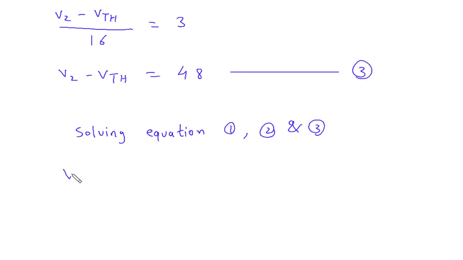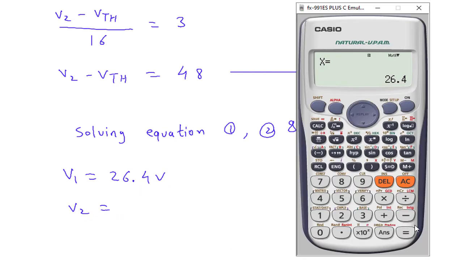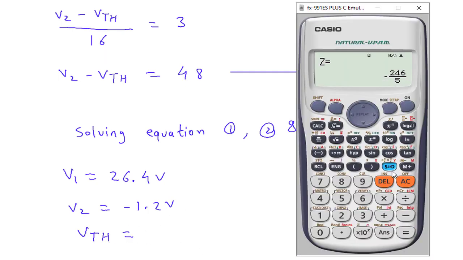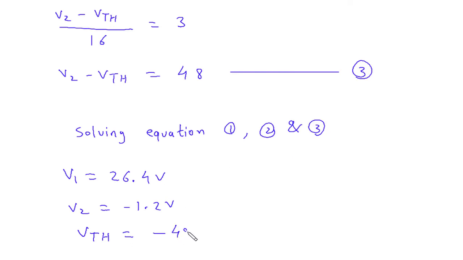So V1 is equal to 26.4 volt, V2 is equal to minus 1.2 volt, and VTh is equal to minus 49.2. Minus 49.2 volt is the value of VTh.